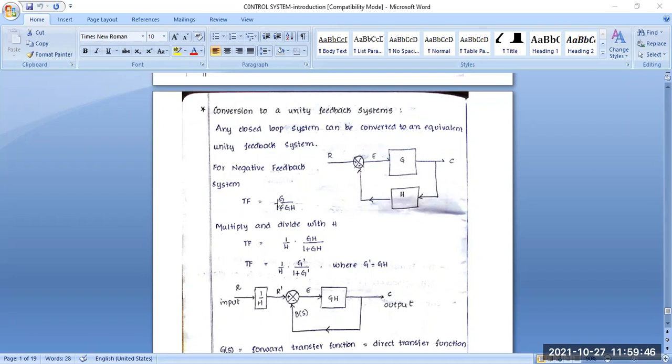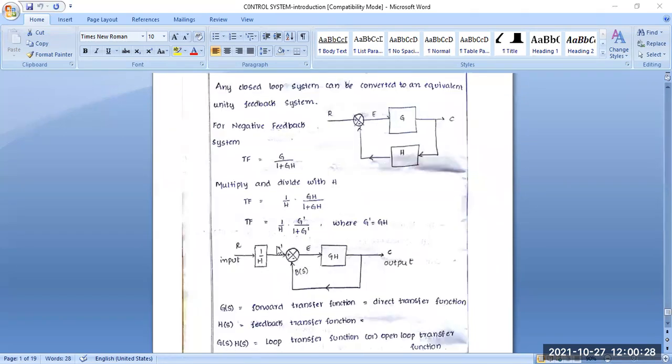This is TF, that is equal to G by 1 plus GH. When we multiply and divide by H, the feedback function, the transfer function becomes TF equal to 1 by H dot GH by 1 plus GH. Now we write the transfer function TF equal to 1 by H dot G dash by 1 plus G dash, where G dash is G into H. When G and H are multiplied, it is called the open loop transfer function.